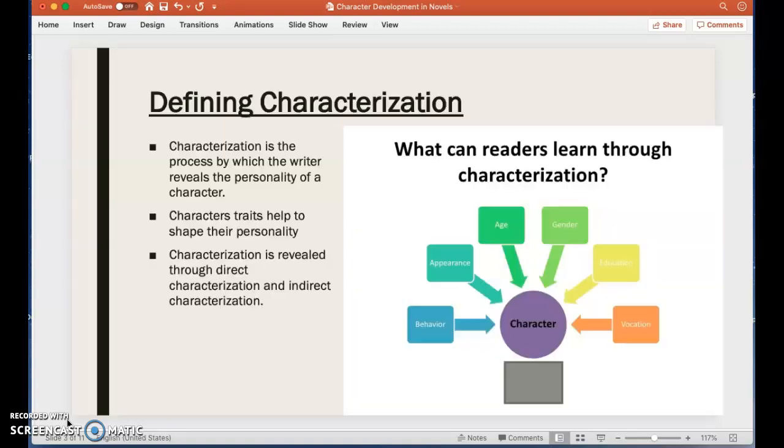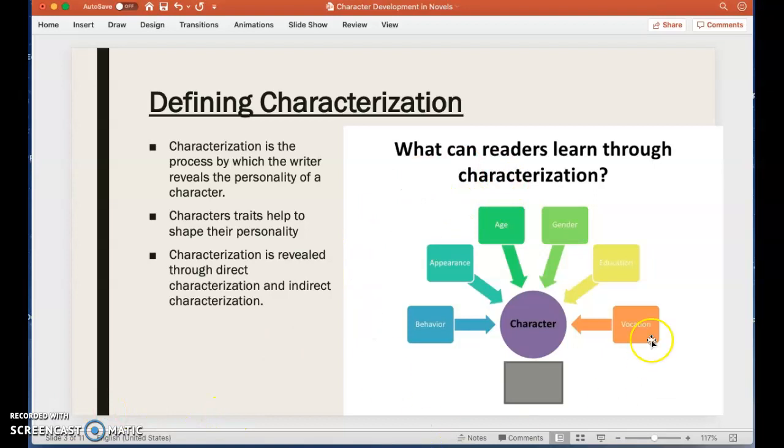Characterization is basically the process of how a writer, it doesn't matter if it's TV or movies or video games or a book, right? All of these art forms, all of these things we engage in, they all have writers, and they reveal the personality of the character, right? And the character traits can tell you about what their personality is.